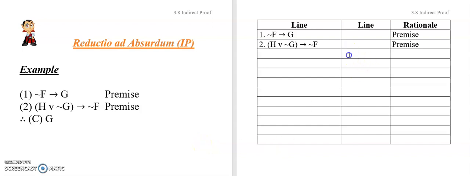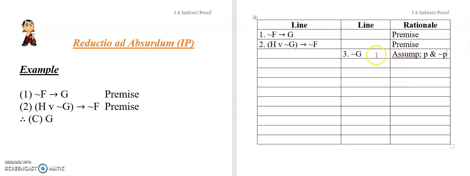Alright, hopefully you've had a chance to pause and work this through on your own, but since we're using IP, we're going to assume the negation of the conclusion, which in this case is this, and we're going to write a assumption, and then we're going to be looking for a contradiction. Same pattern every time, okay? I'm not changing that on you, no tricks, okay?